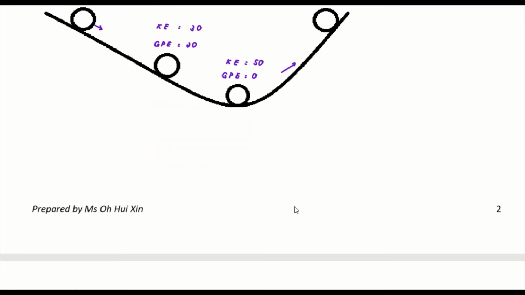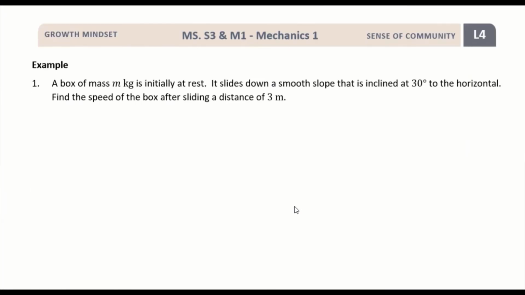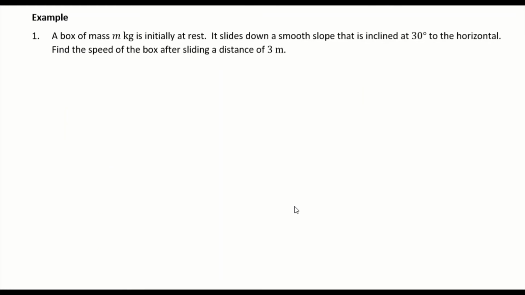Now we'll be looking at two simple examples. Then we'll move on to the second part, where we'll look at a system with non-conservative forces. Example 1: a box of mass m kg is initially at rest. It slides down a smooth slope that is inclined at 30 degrees to the horizontal.